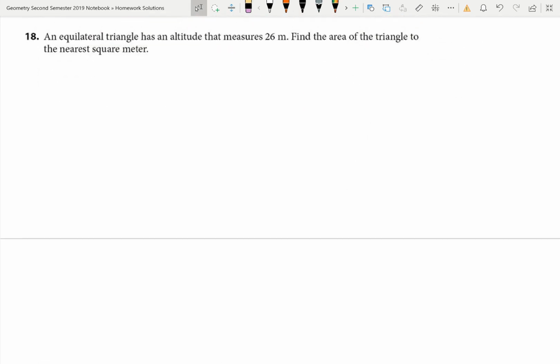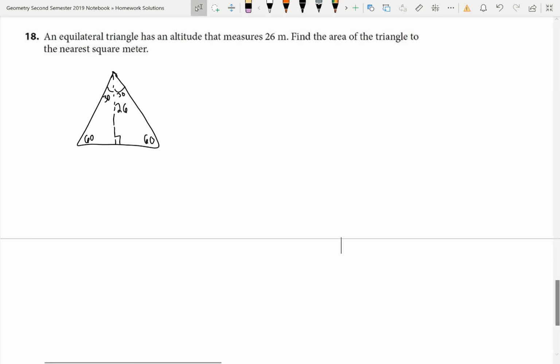Okay, so number 18, an equilateral triangle has an altitude that measures 26 meters. Find the area of the triangle to the nearest square meter. So if the equilateral triangle has an altitude that is 26 meters, it's also a median, and it's also an angle bisector. So that's going to mean that both of these angles here are 30 degrees, and these of course are both 60. So we have 30, 60, 90 triangles.